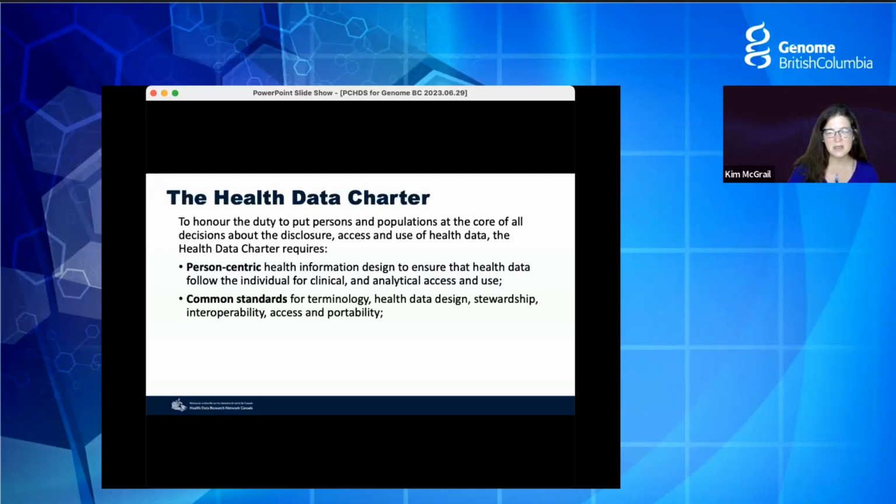So these common standards really are not just about the kind of standards you might think about coming from Infoway, like the technical pieces, but they're also standards that could come from CIHI, that could come from provinces and territories and so on. I'll speak a little bit to the stewardship.